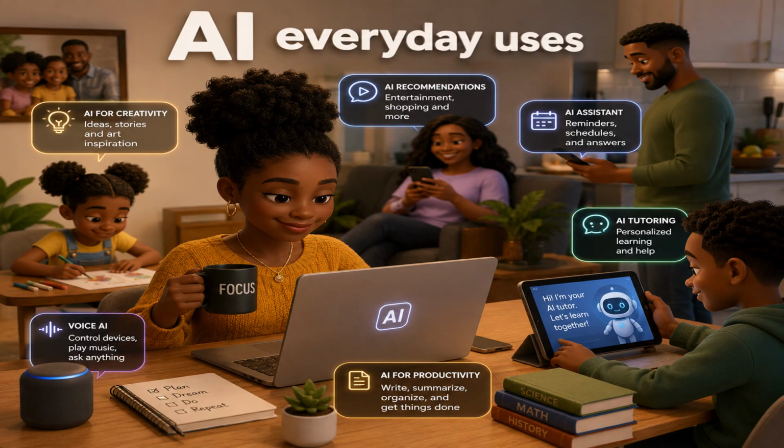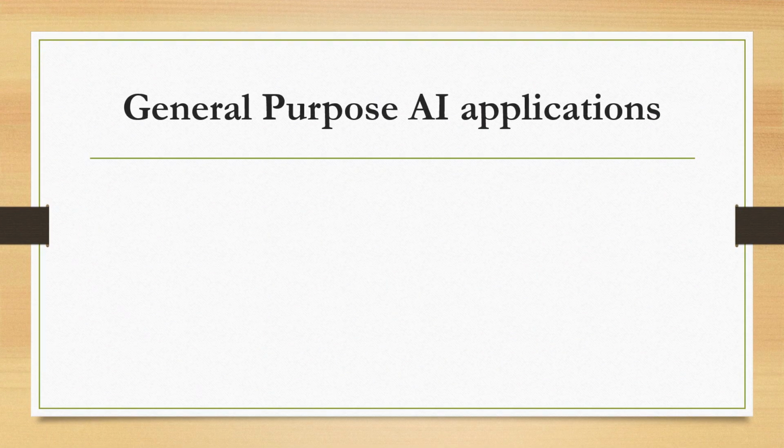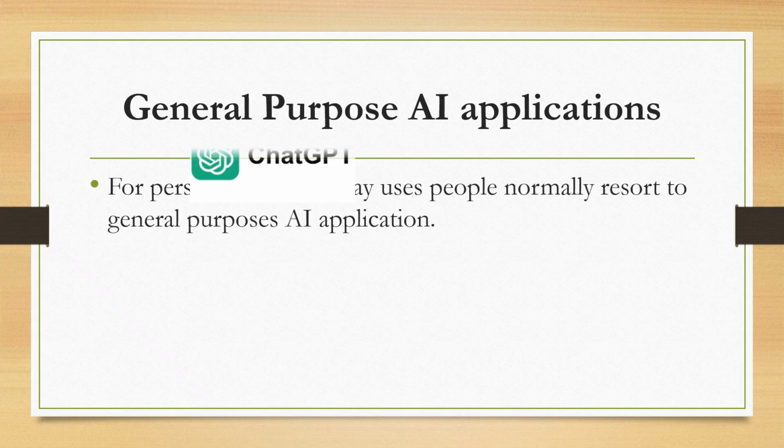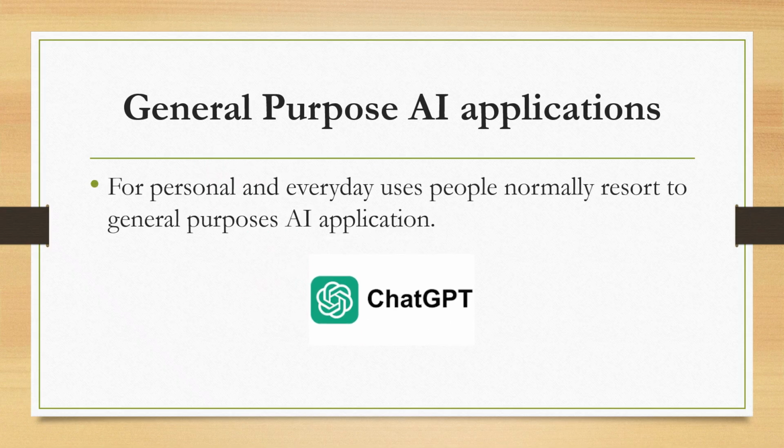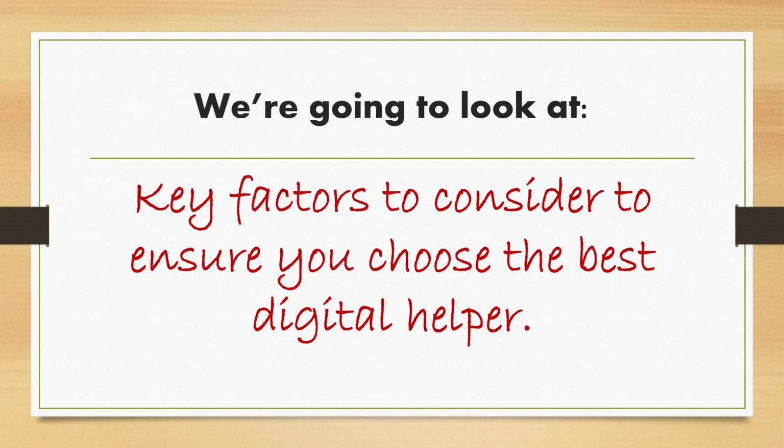For our third lesson, we're going to look at AI for personal and everyday uses. So, these are your general purpose AI applications. For most people, when you talk of general purpose AI applications, they default to ChatGPT. But for the purposes of this lesson, we just want to cover the key factors that we need to consider when we're choosing our digital helper.